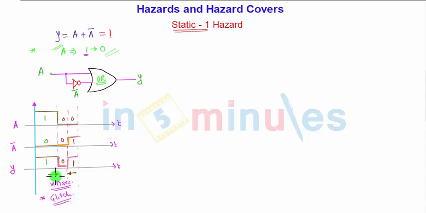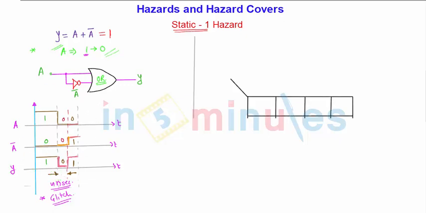Now how to overcome this hazard, or what is the hazard cover? Okay, so this is basically the static one hazard. Now let us move to the hazard cover for this part. So for that, let me take an example.